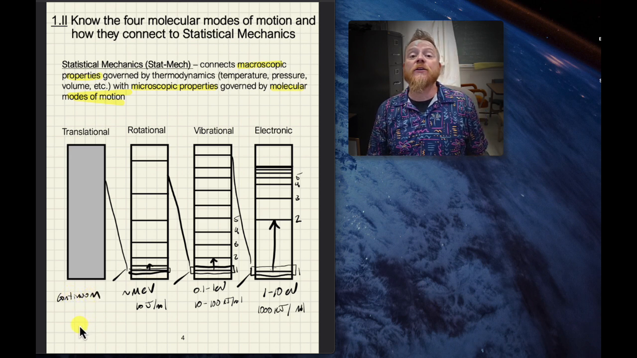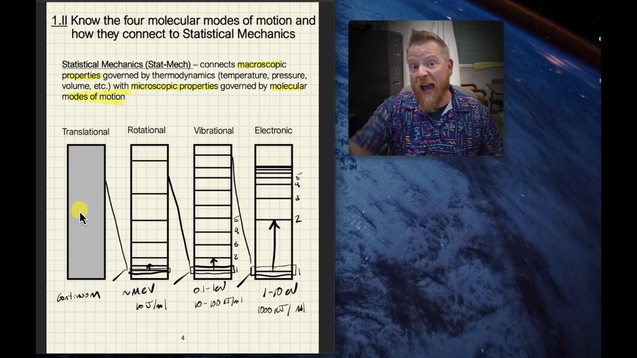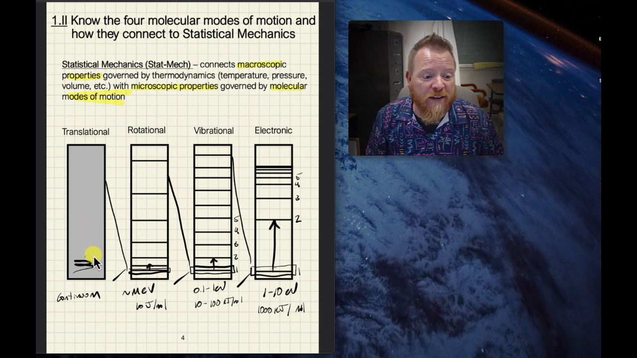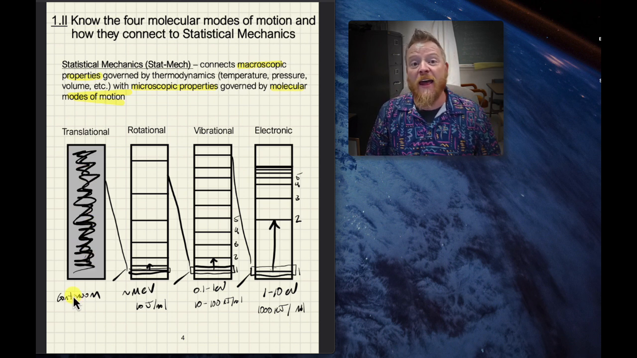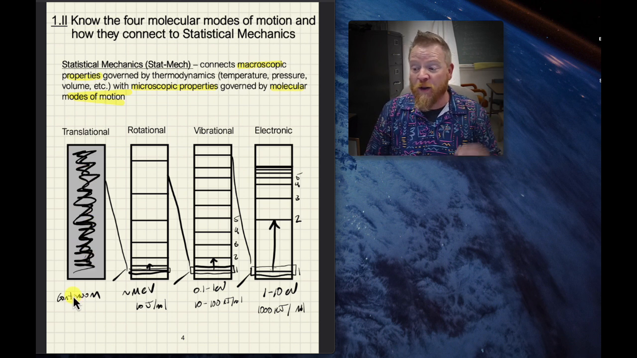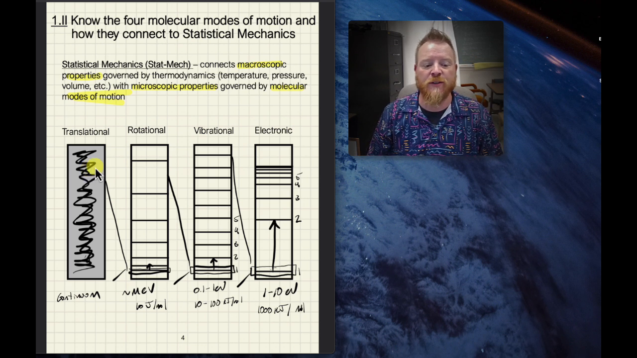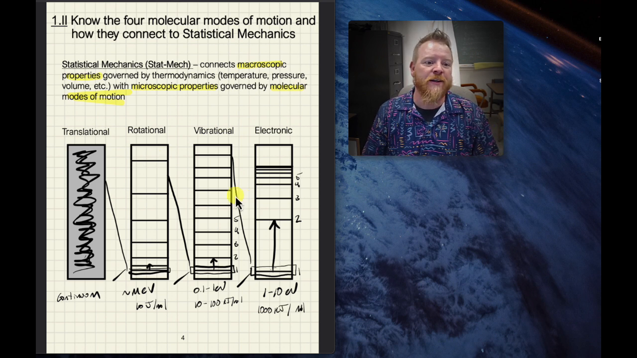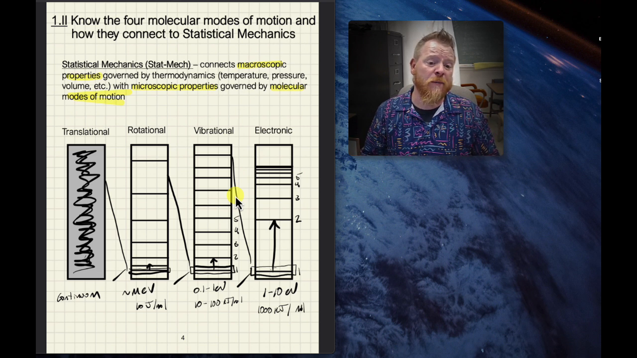Continuum of translational levels. These translational levels are how the molecules actually move around in the XYZ dimensions. And these levels are so finely spaced together that they don't appear to have levels at all. In other words, it's a continuous amount of energy that can be pumped into the translational levels, as opposed to specific, exact quantized levels that need to be pumped into the rotational, vibrational, or electronic levels. So those are molecular modes of motion.